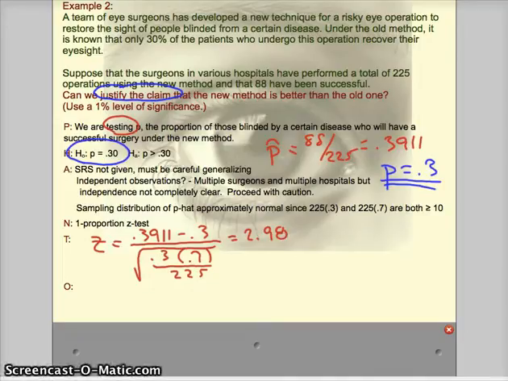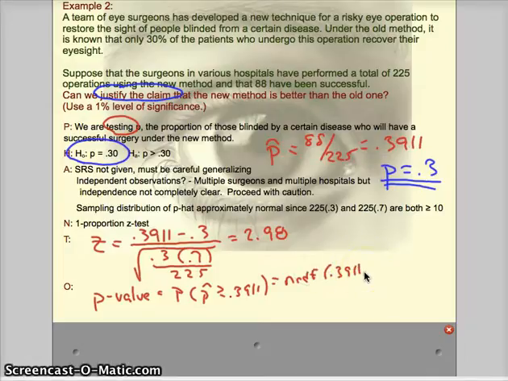Then we have a p-value, and there is a one proportion z-test on your calculator. It'll kick out the p-value, but we need to know what that is. The p-value here, since it's a right-tailed test, is the probability of getting p hat greater than or equal to 0.3911. That's a normal CDF calculation, 0.3911 to something big, where our mean is p, 0.3, and our standard deviation is the square root of 0.3 times 0.7 over 225.